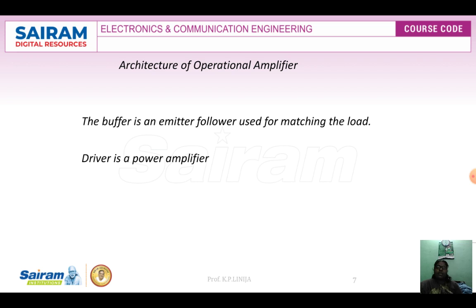Next coming to the buffer. This buffer is actually an emitter follower and it is mainly used for matching the load. The last thing in the block diagram is the driver. A driver is nothing but the output stage. For this driver we basically use a push pull class B power amplifier. It is used in the output stage. It has a very small output impedance. Therefore, the output is the same irrespective of the load resistance connected to the output terminal.